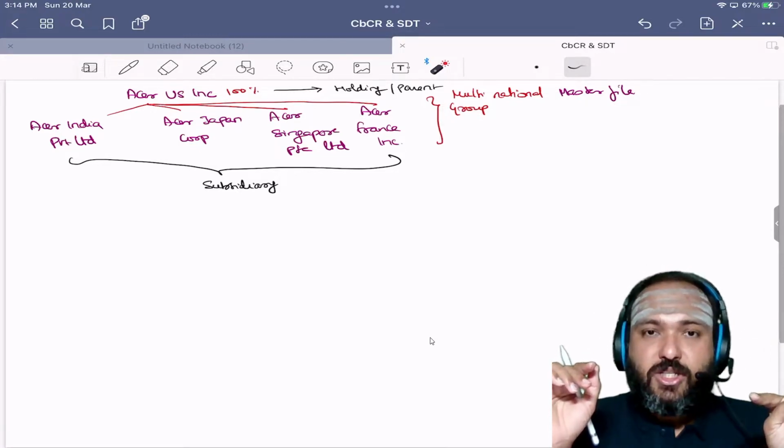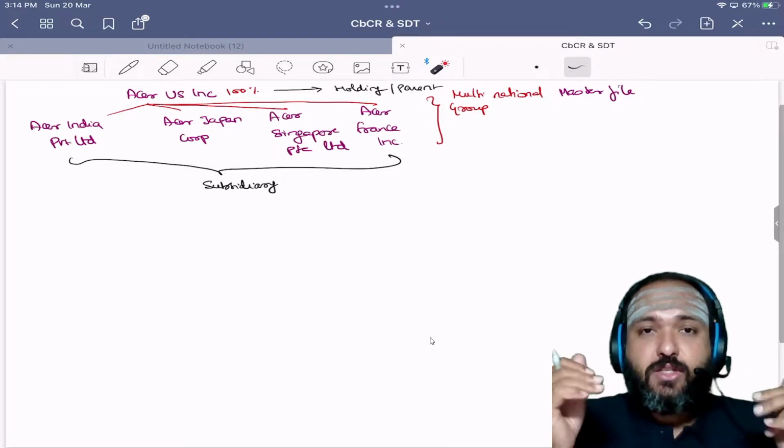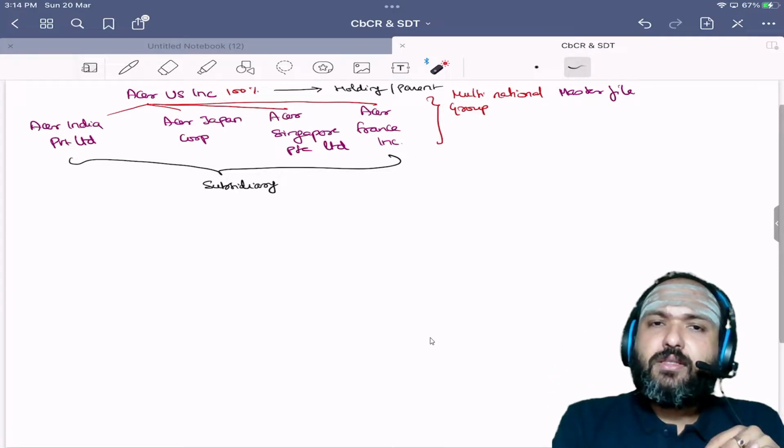This is second stage. What will I do? First, I will understand what the group is. Then the second stage is to find out what are all the transactions in the group.